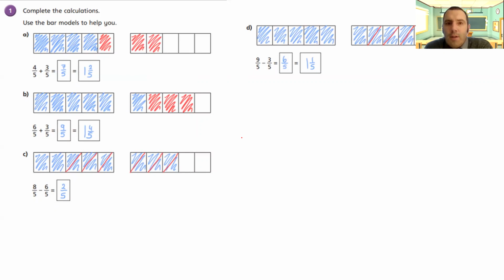Our fourth question, D. 9 fifths take away 3 fifths, leaves us with 6 fifths. So we've used our bar model, we've got one blank space underneath, but we didn't need that one because we've only needed 9. I've crossed out 3 because that's how many I'm taking away, and I'm left with 6. Remembering that the denominator doesn't change, so we're only taking away the numerators. 6/5 becomes 1 1/5. So we've got one whole bar of 5 and 1/5 in the next bar along. So we've got 1 whole and 1/5 as our answer to that one.